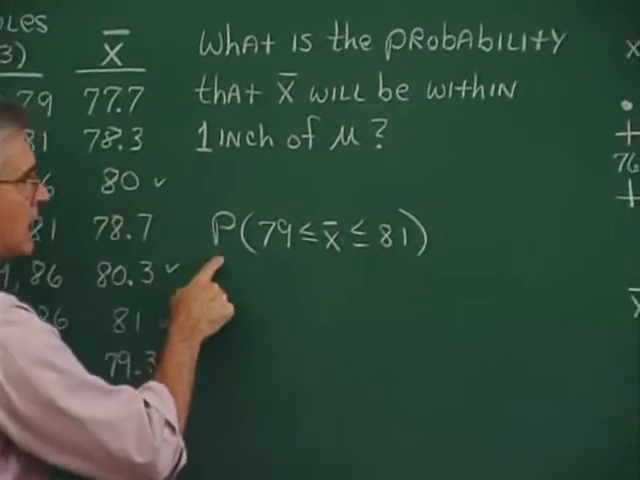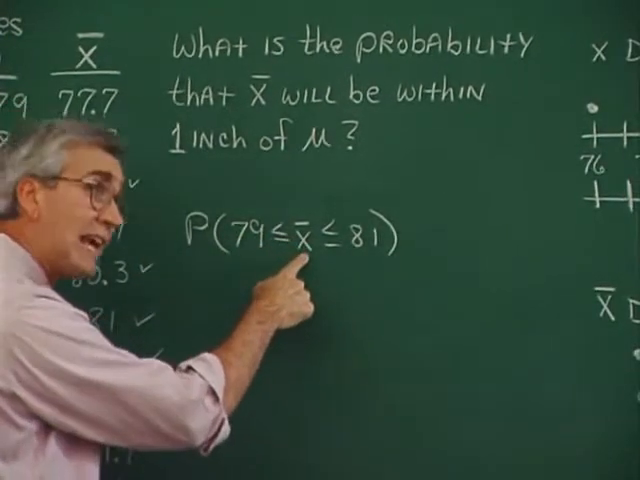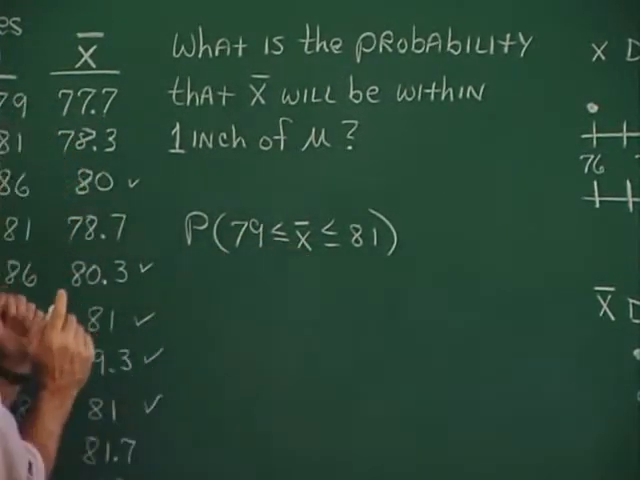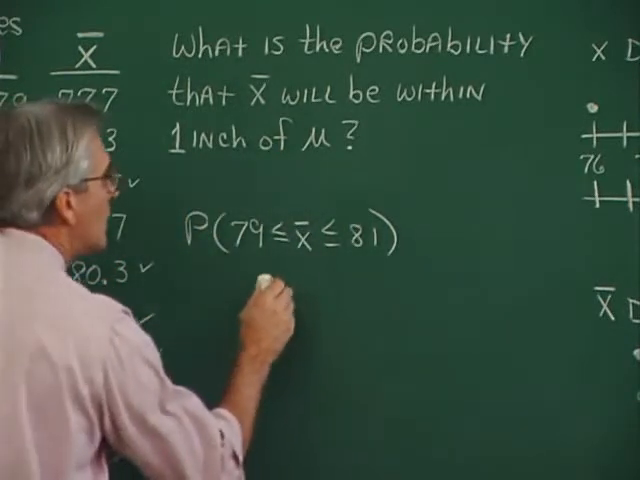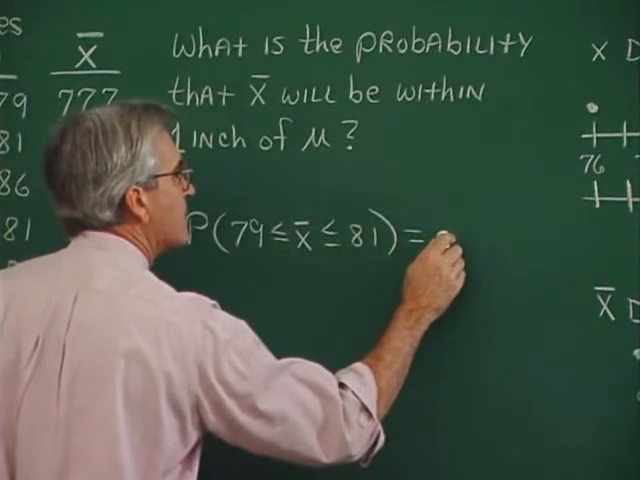So the probability that a mean of a sample in this distribution will be within 1 inch of the population mean is 5/10.